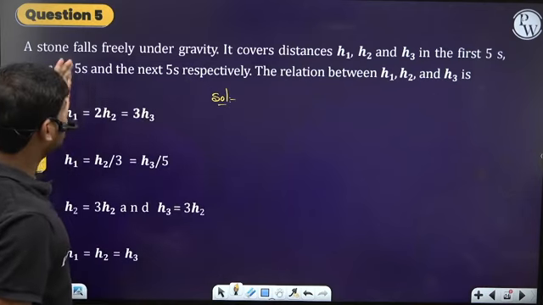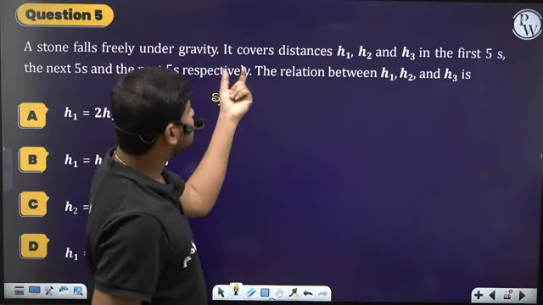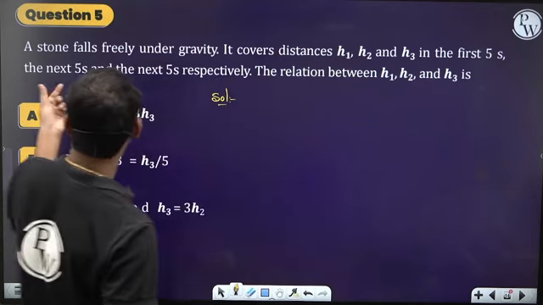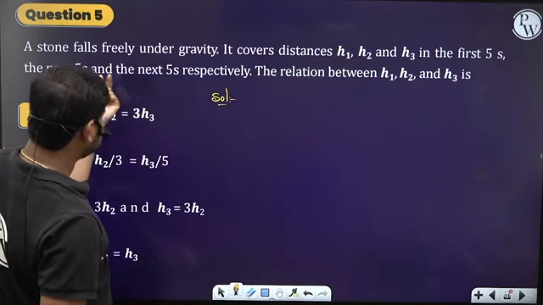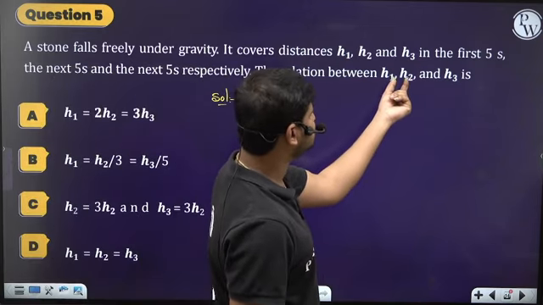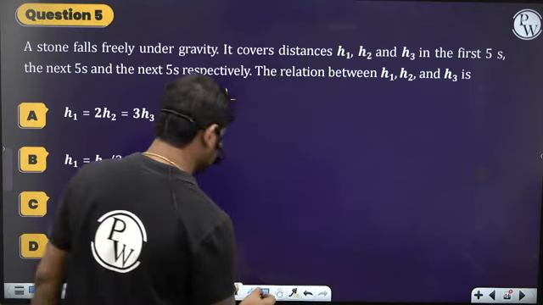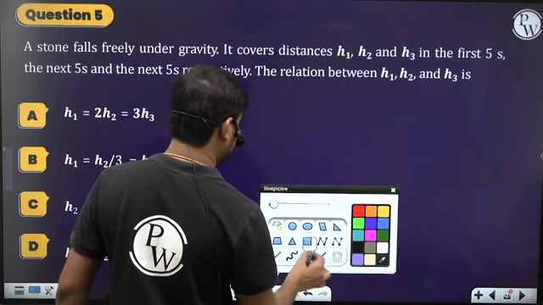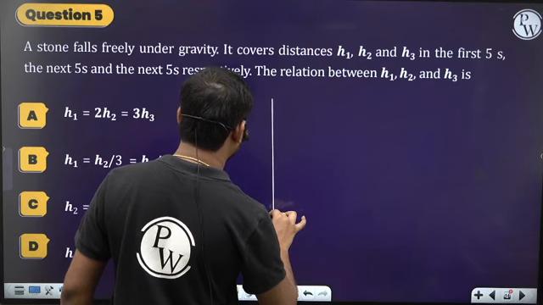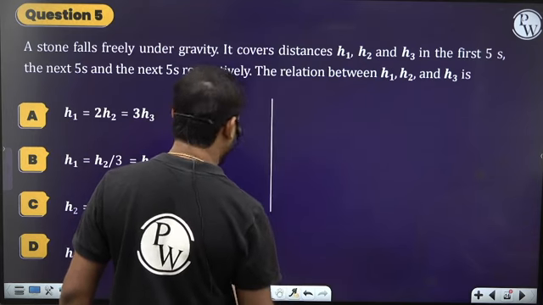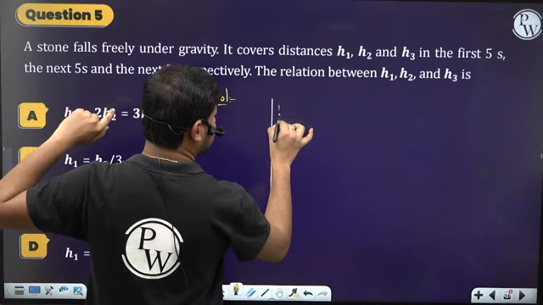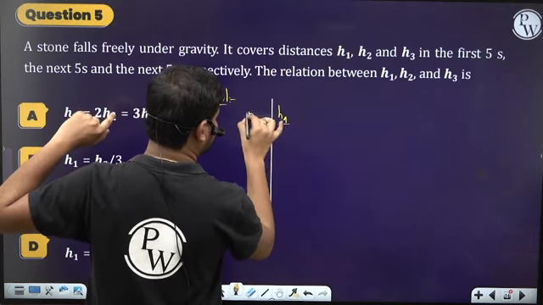So a stone falls freely under gravity. It covers the distances h1, h2, h3 in the first 5 seconds, in the next 5 seconds, and in the next 5 seconds respectively. So the relation between h1, h2 and h3 is, see here. Let's suppose a stone is falling from some height. Okay? So in the first 5 seconds, it covers h1 distance.